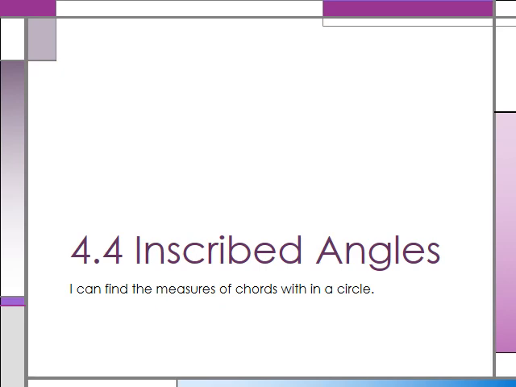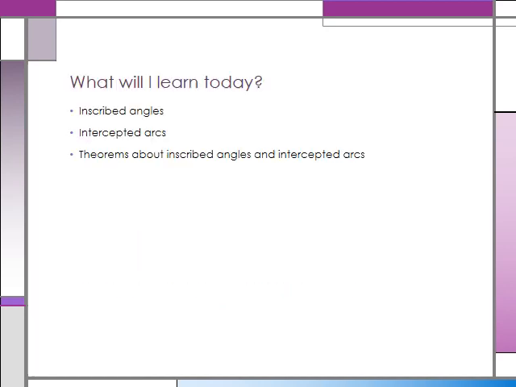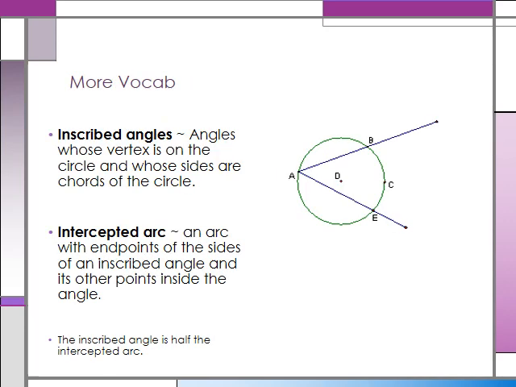Right, today we're going to look at some more angles within a circle. We're going to define inscribed angles and intercepted arcs, and then we're going to talk about theorems that encompass that. So an inscribed angle is an angle whose vertex is on the circle and whose sides are chords of the circle.